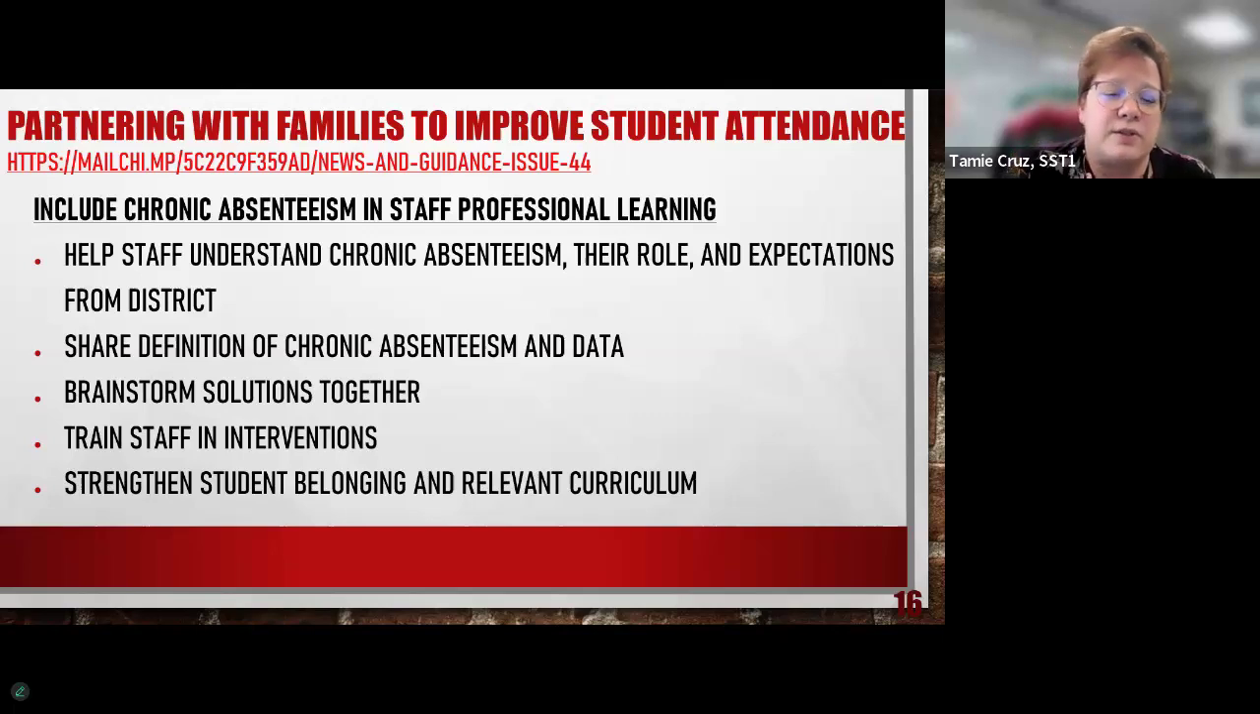And then strengthen the feeling of student belonging. Do students feel like they have a reason to be at school? They belong there. And then also, is the curriculum relevant? Do they see the reason why they need to come to school? Is it helping them work toward their goals of what they want to do next when they graduate? Can we help them create some of those goals? What are you interested in? How does this fit in? And how is that going to help you get where you need to be?